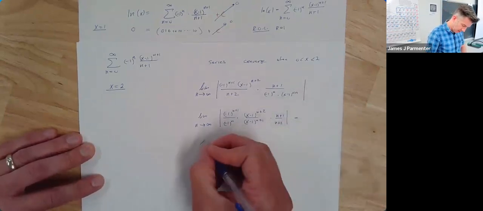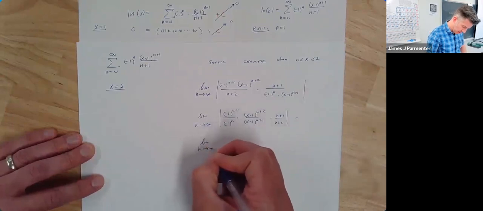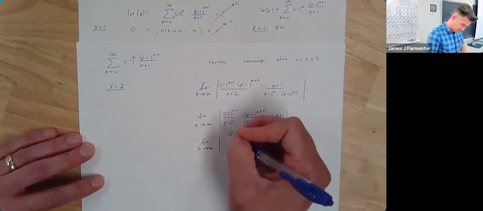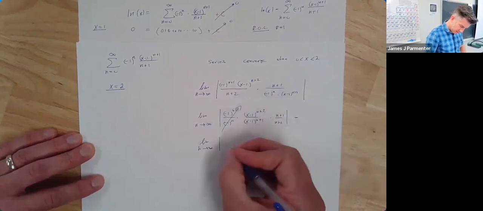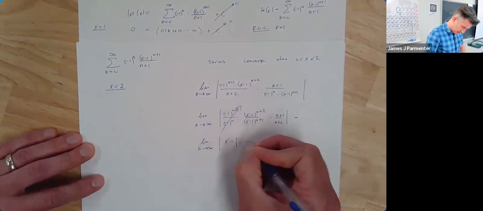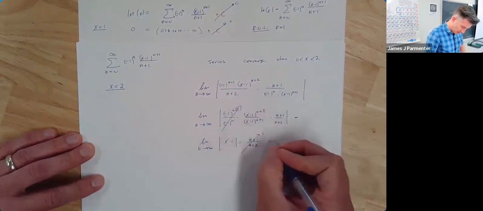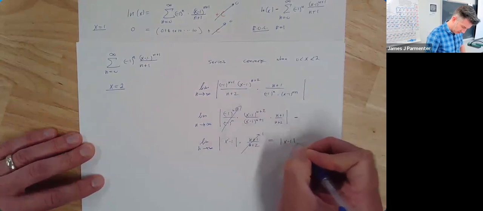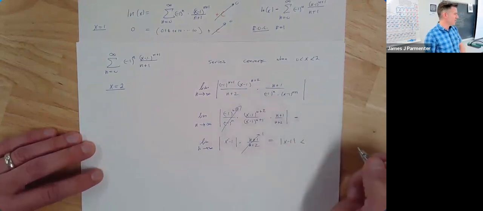So here's what we get. We get the limit as n goes to infinity of the absolute value of x minus 1 times (n+1) over (n+2). And that limit is 1. So you just get the absolute value of x minus 1, which is less than, well, we need to be less than what?